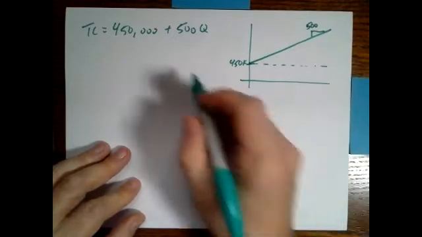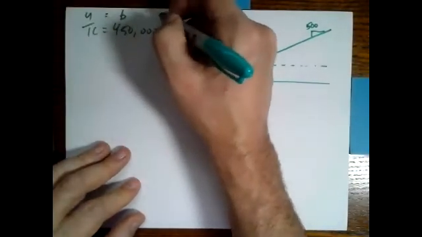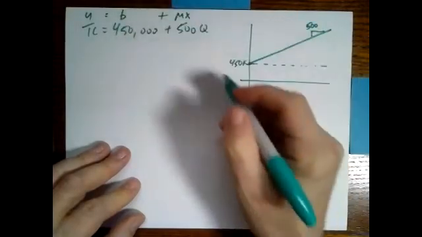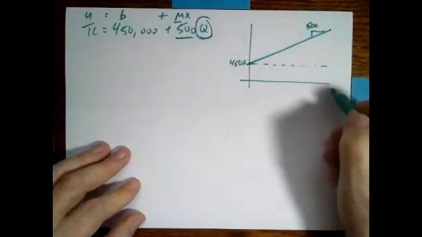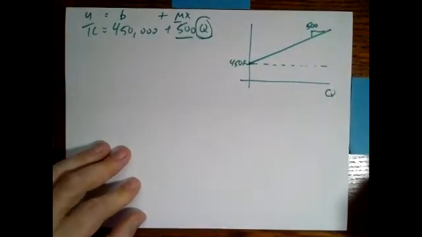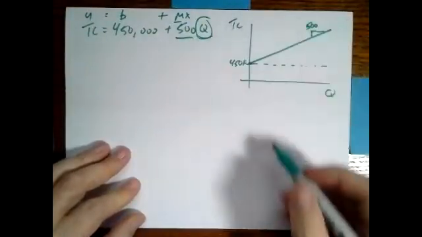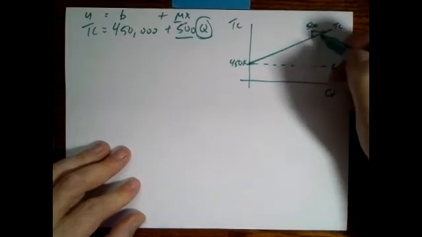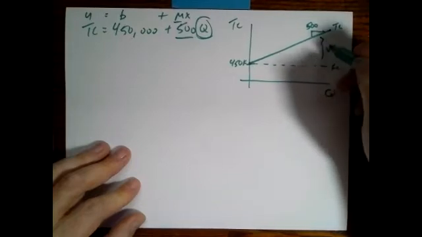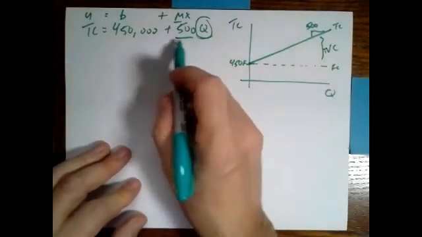500, right? Because y equals b plus mx, right? Where 500 is my m, Q is my x-axis here, TC is my y, right? My y is my vertical axis. Now, this is my total cost, my fixed cost, and again, my total, I should say total variable cost, right? So the slope, we can just eyeball it.